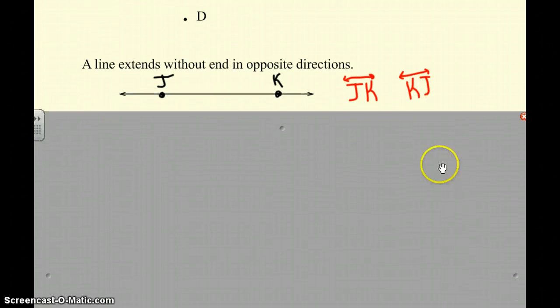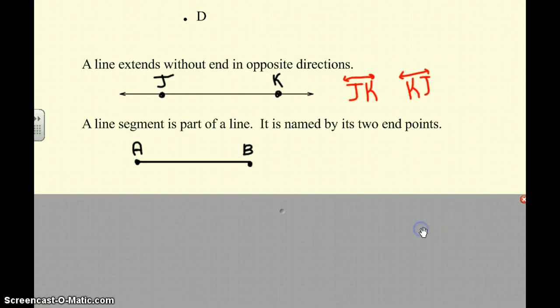Okay. Up next, we have a line segment. Now remember, from class, we talked about what the word segment means. It's like a segment of an orange. So a segment of an orange is a piece of an orange. So a line segment is a piece of a line. So if you look here, we have line segment AB, and it's named by its 2 endpoints. So we have endpoint A here, and we have endpoint B here.